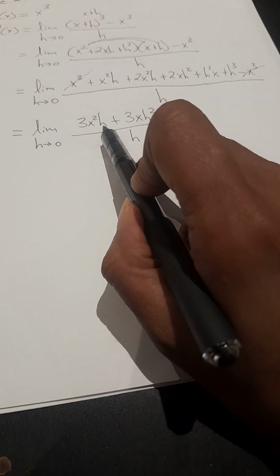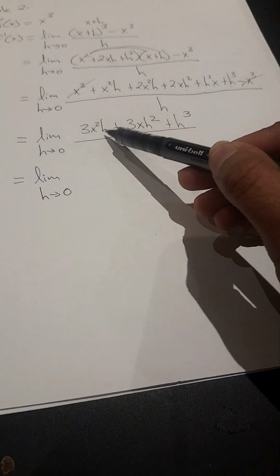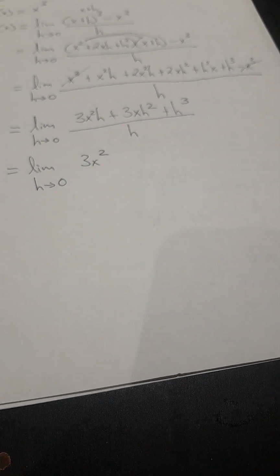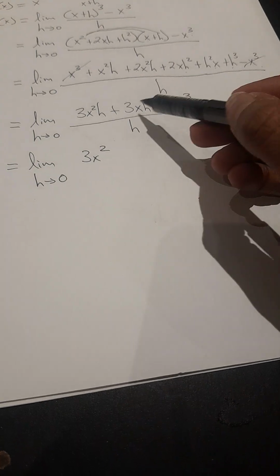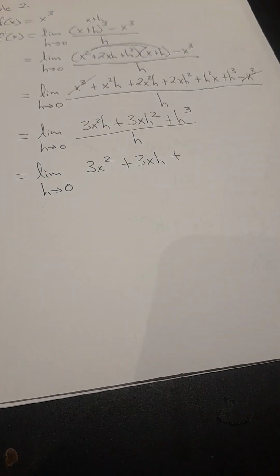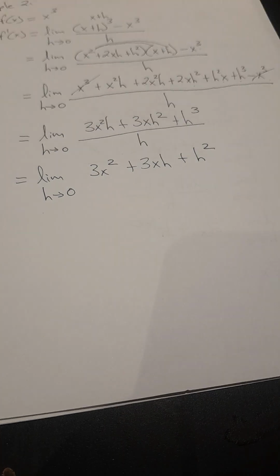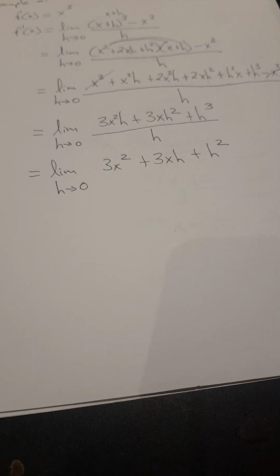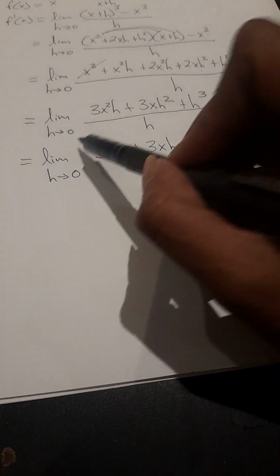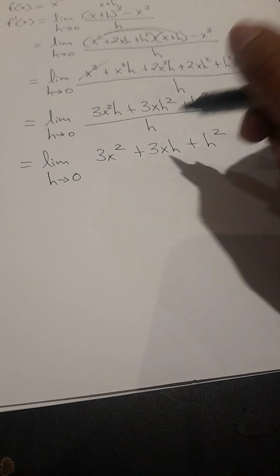Of course, you can see that there's an h in each of the terms. I can factor it out, but we're not going to do that. I'm going to take the limit as h approaches 0. Divide each of the terms. This is 3x squared h over h, so 3x squared. This is 3xh squared over h, so I'm going to put plus 3xh. And then this is h cubed divided by h, which is equal to h squared. If you're wondering where that came from, remember we are just subtracting the exponents as we're dividing each term.